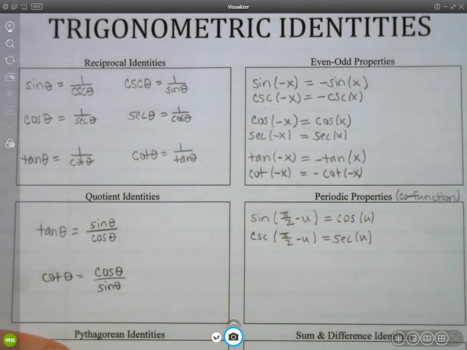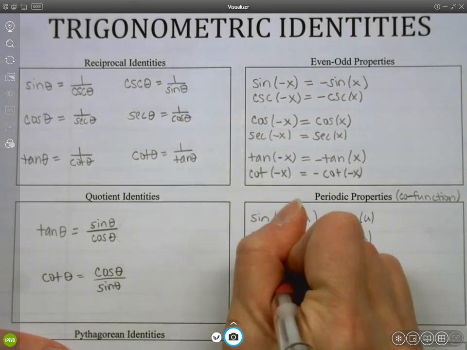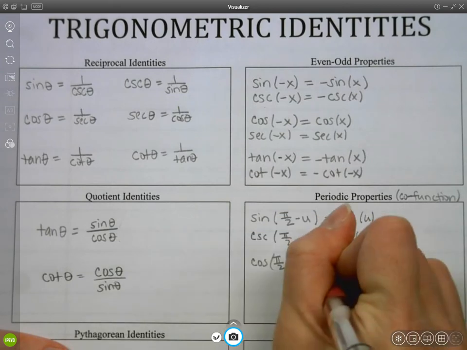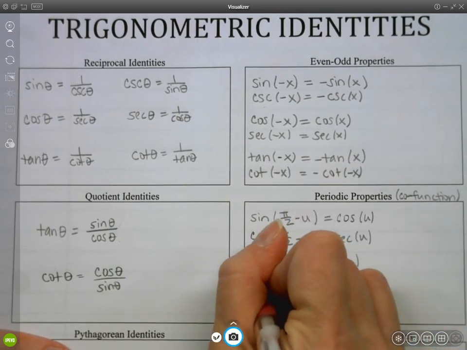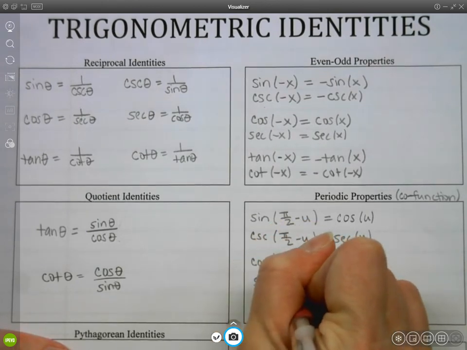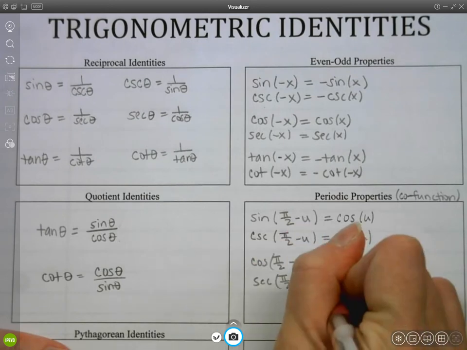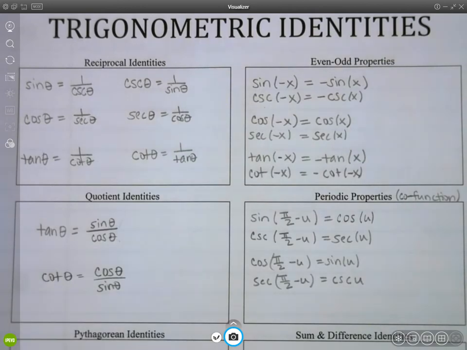All right, and then you can write it the other way. You can say that cosine, if we shift that, will give us sine. And again, you can use any variable you want for the angle in these. Each one of these formulas uses a different one. It doesn't matter. You can use x on every single one if you want.